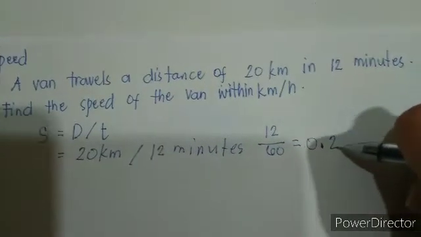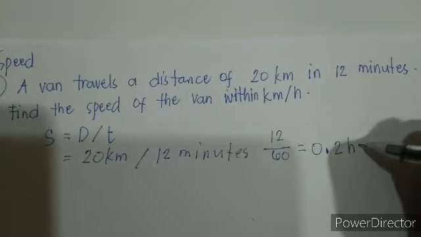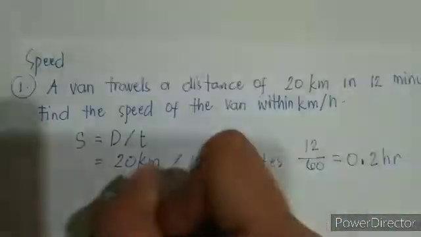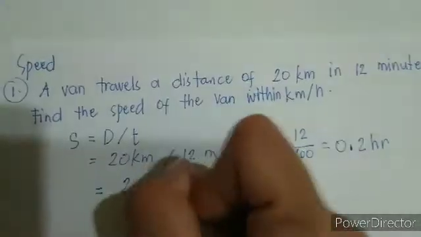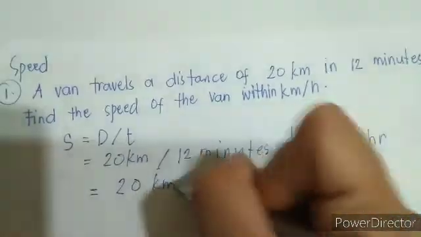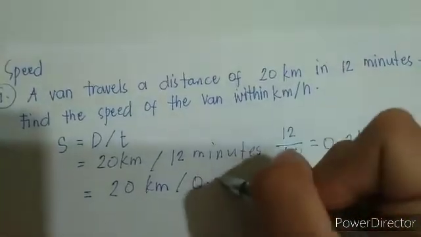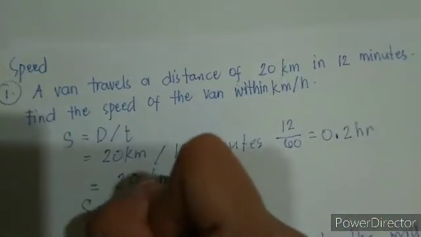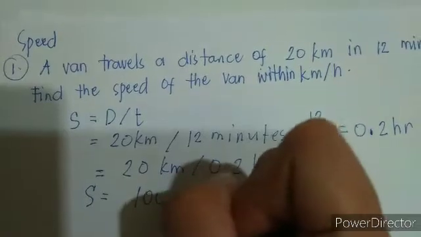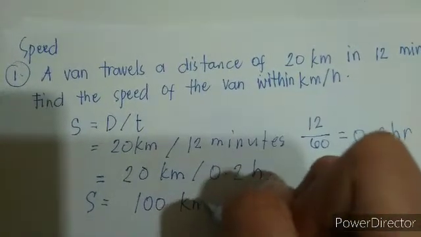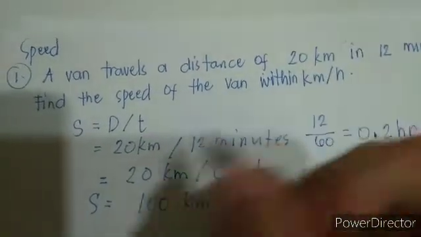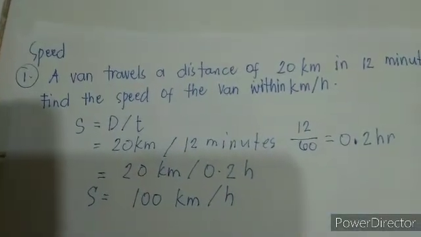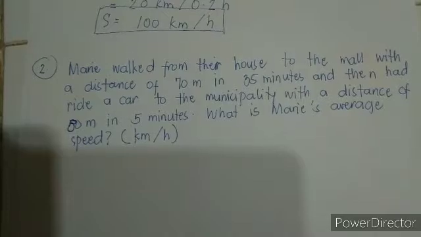That's 0.2 hour. So let's then divide 20 kilometers divided by 0.2 hour. So speed is equal to 100 kilometers per hour. So that's the speed of the van. Let's then go to problem number 2.